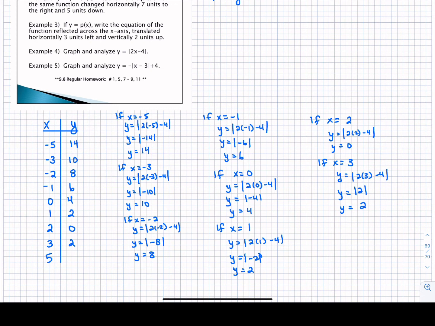Now, last one we have here on our table, if x is equal to 5, let's fix that here, then y will equal absolute value of 2 times 5 minus 4. 2 times 5 is 10. 10 minus 4 is 6. So y is equal to the absolute value of 6, or we know just 6. That's a ton of points for us to be plotting on this graph now. So let's start to put them on paper and see how this shape is evolving.